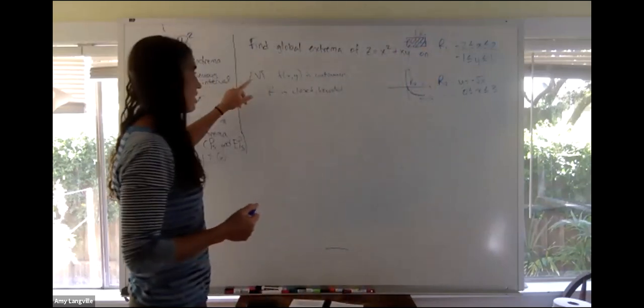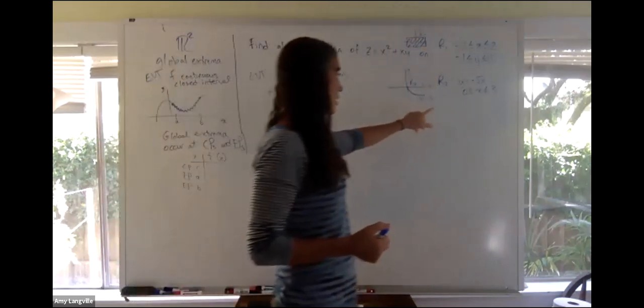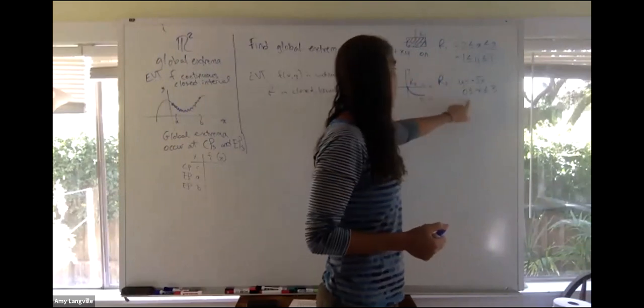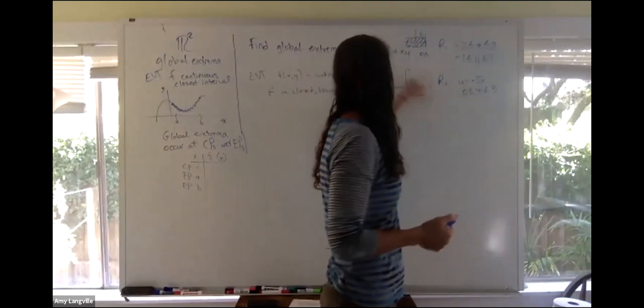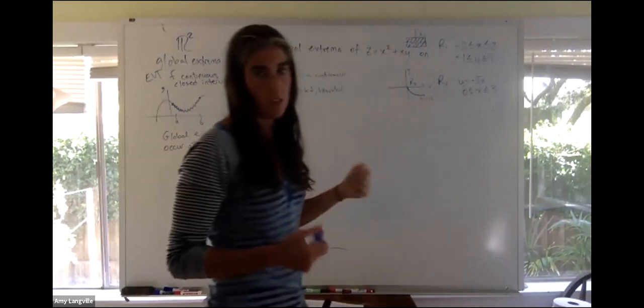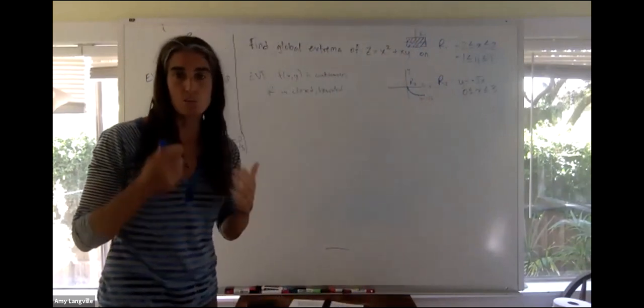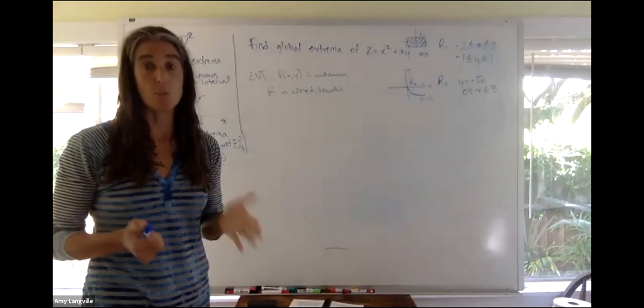For region 2, does EVT apply? Yes. The function is continuous, the region is closed, includes its endpoints, and I can put a lasso around it, it's bounded. Therefore, it makes sense to spend my time hunting for these extrema because they exist.